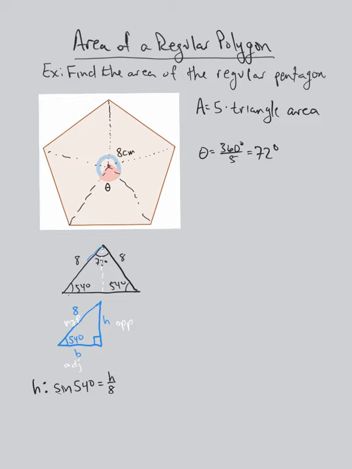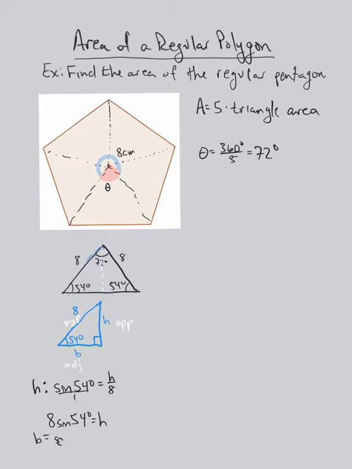All right, and so hopefully you're starting to see this process a little bit more. When I equate my cross products, I'm going to get 8 sine 54 degrees is equal to H. So we have the height. And then for the base, B, like that.